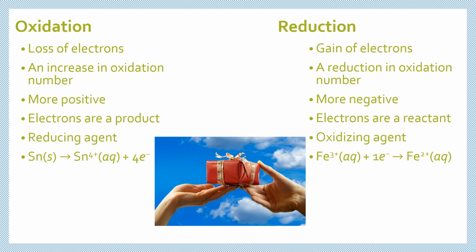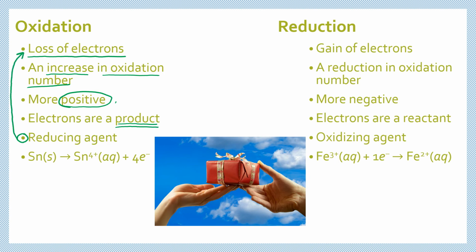So this is the last slide for today. We are going to go over oxidation and reduction, starting with oxidation first. Oxidation is characterized as a loss of electrons. So what is losing the electrons? We'll get to that in a moment. So this loss of electrons means there's an increase in oxidation number or becoming more positive. The electrons are located on the product side. So like I said before, the reducing agent would be the thing that's losing the electrons and is oxidized.